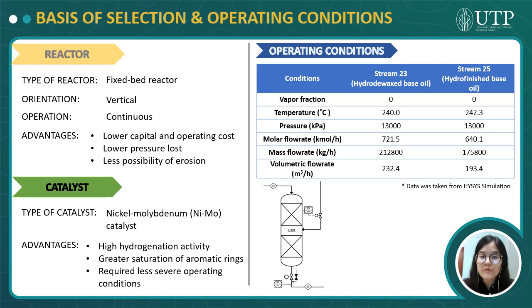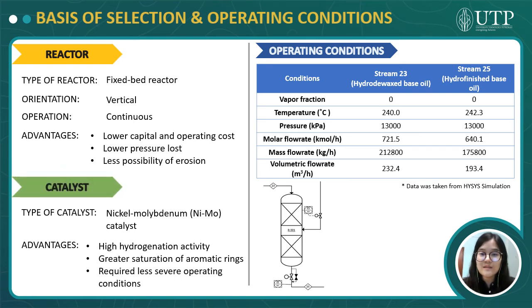Next, I'm going to talk about the basis of selection and operating condition of the hydro finishing reactor. At first, the type of reactor selected for this particular hydro finishing process is the fixed bed reactor with vertical orientation and continuous operations. The advantage of using the fixed bed reactor instead of other types of reactor in the hydro finishing process is that it is able to lower capital and operating cost. It also has lower pressure loss and less possibility of erosion occurring inside the reactor.